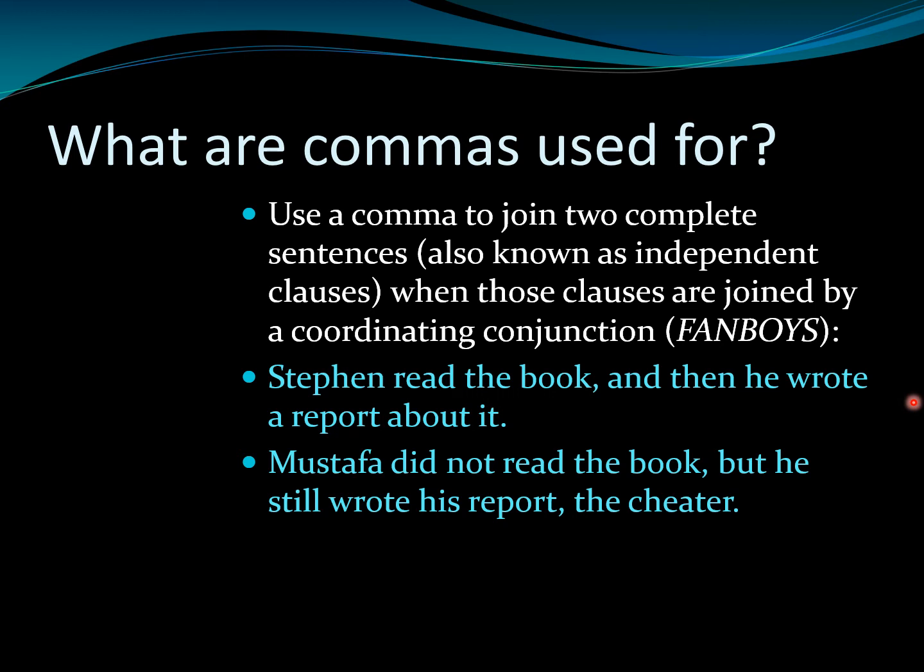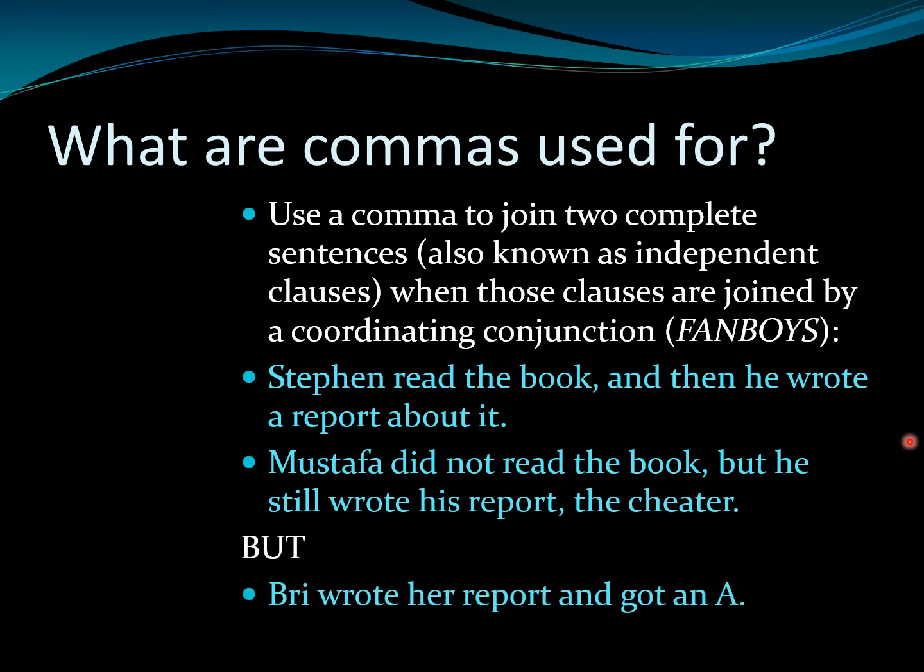Mustafa did not read the book, but he still wrote his report, the cheater. Yeah, you notice that there you have 2 complete sentences. You put them together. We're using the B in FANBOYS, which is but, and we're putting a comma between them. You also notice another use of the comma. If you've got some sort of extra thing that you're saying in the sentence, and this is normally called an interjection, it can come at the beginning or the end. In this case, it's coming at the end because it's referring to Mustafa, but it's extra to the sentence because if you didn't have that comma, it would say his report the cheater. That doesn't make any sense at all.